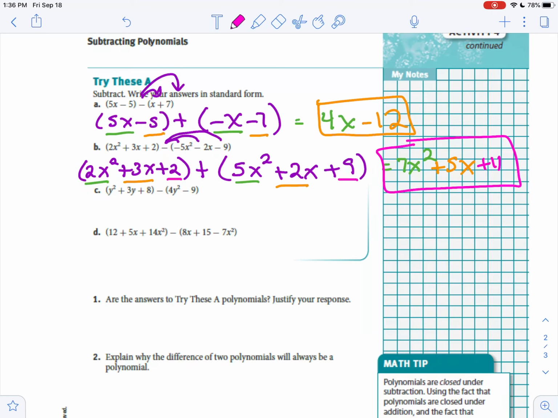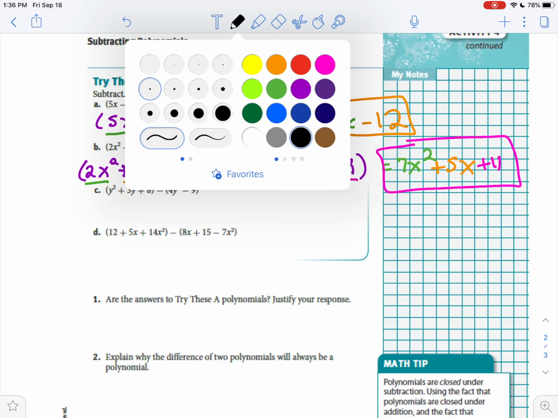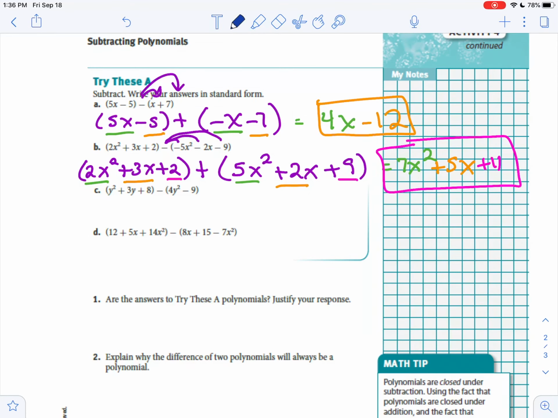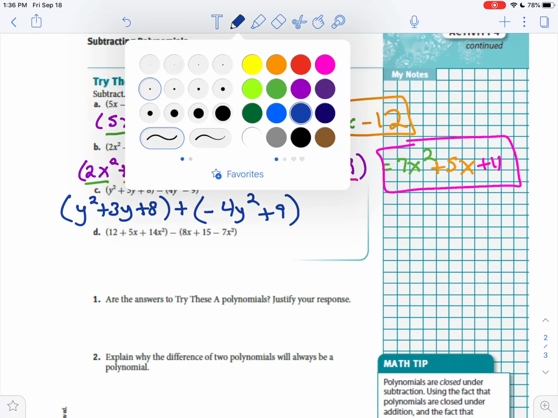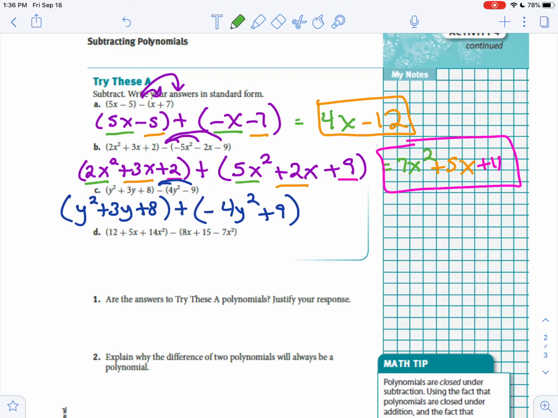Not too bad. We just want to make sure we always do that. I'm going to do it a couple more times just to make sure you get the process. We'll switch colors; we'll do blue. I see a minus in the middle. Whenever you see minus, you always write the first expression unchanged: y squared plus 3y plus 8. We're going to change the subtraction to positive and distribute through that negative. That's going to make a negative 4y squared. But negative times negative makes positive 9. So now I will go forth combining like terms.